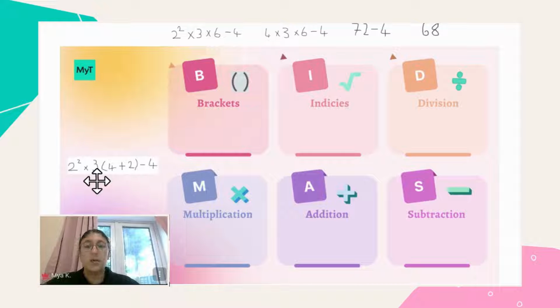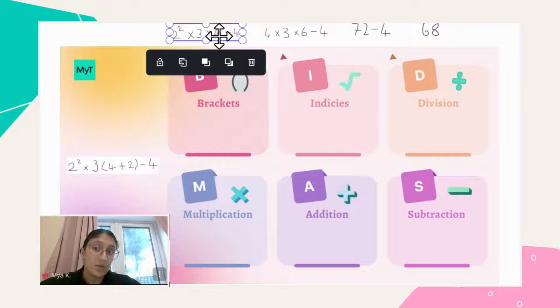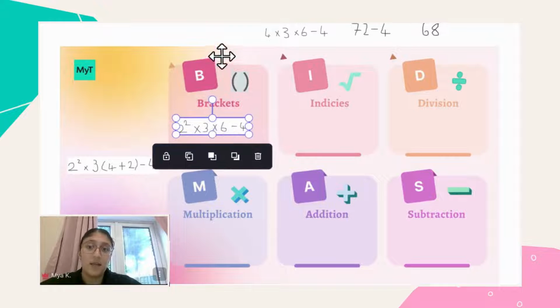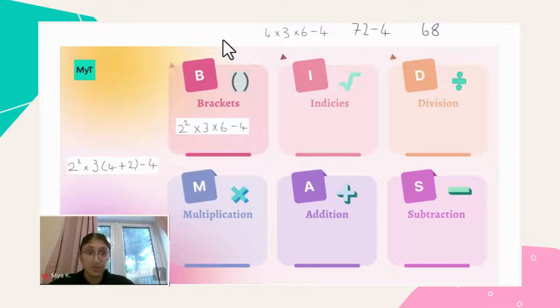Okay, so the first letter in BIDMAS is B for brackets, which we do have in this sum, 4 add 2. So we would actually do this first, which would be 6. So our equation would now look like this. We have 2 squared times by 3 times by the 6 we just calculated, take away 4.